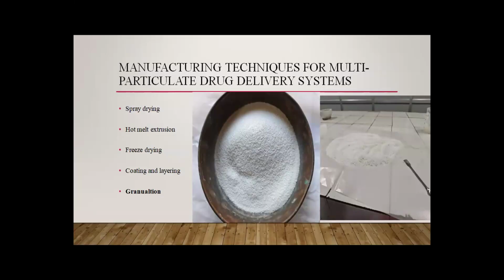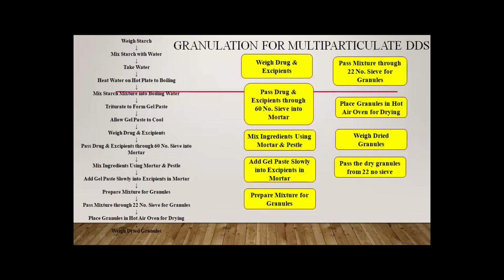This is the simple procedure which I have followed. Firstly, we weigh the drug and excipients and pass them through a number 60 sieve, mix them with a pestle and mortar, and prepare a paste and add it into the mixture. We prepare the wet granules by passing through a number 20 sieve for the specific granule size. Then we place them in a hot air oven for the drying process.